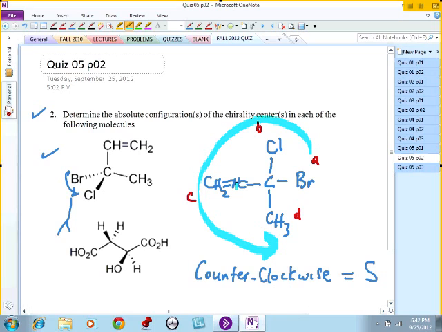Yes. No matter how you look at it, the lowest priority group is not going away from you, it's going towards you. Why? And that was my question. Like, why do you neglect D when you're doing the whole thing and then you just bring it back up? Bring what back up?